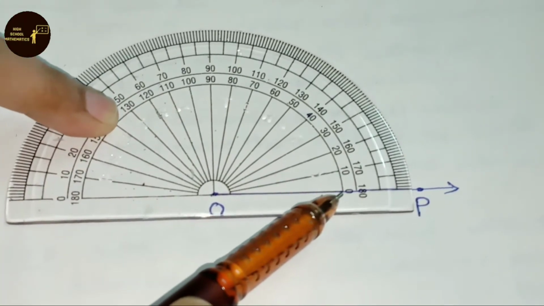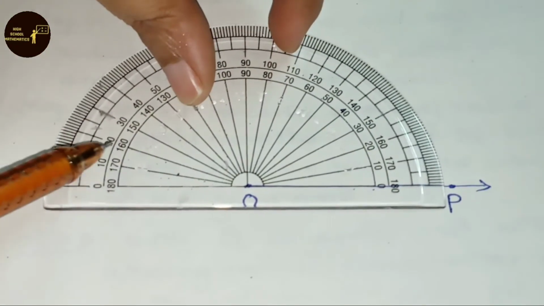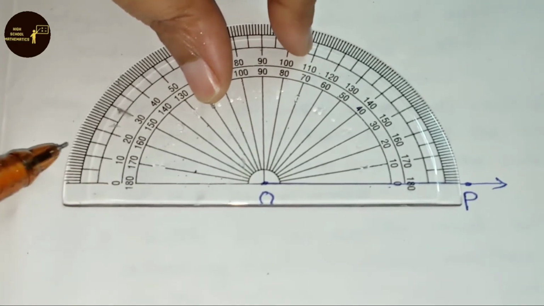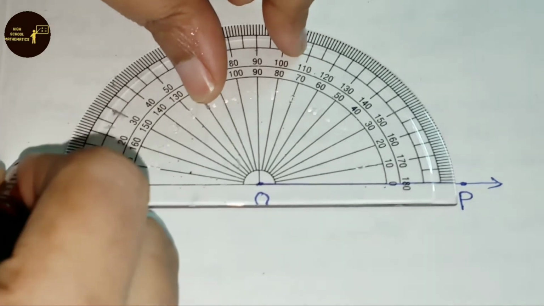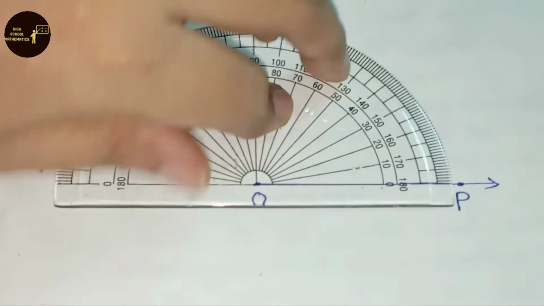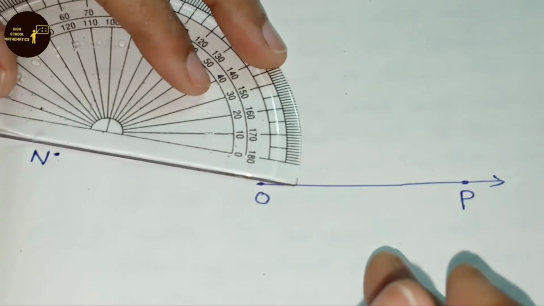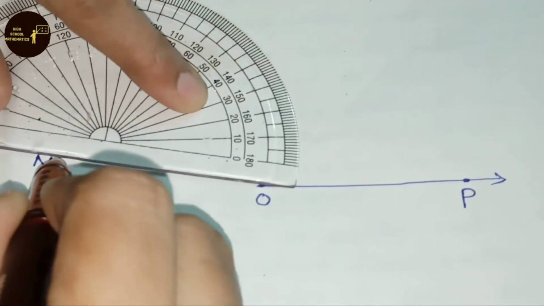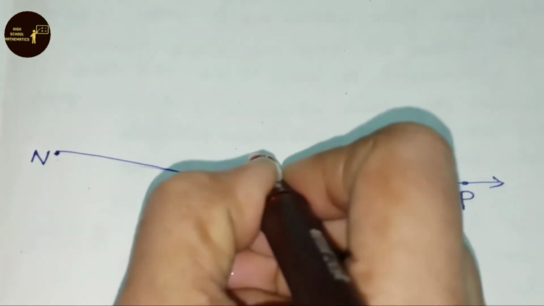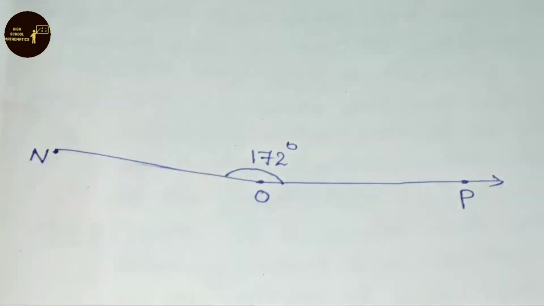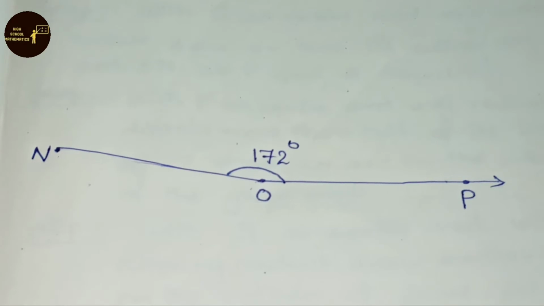We must take the 0 scale on the right side. See here, 160, 170, 172 means 170 after 2 lines. Now put a point there and mark it as N. Now we must join NO. Now angle NOP or angle O is the required angle.